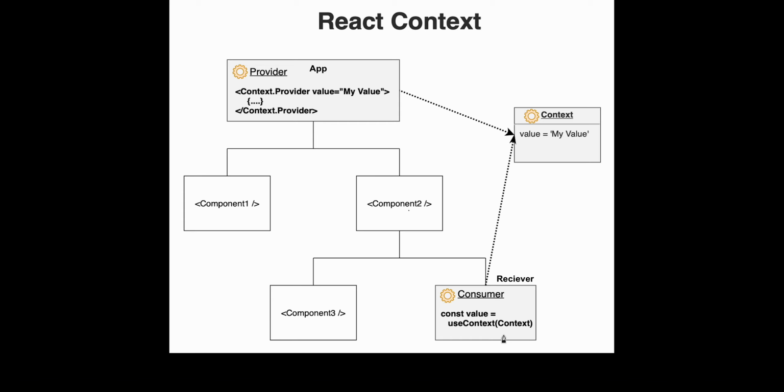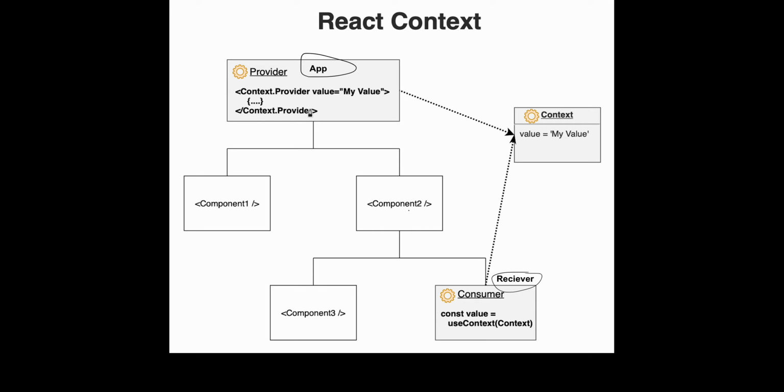So in today's video, we'll be talking about React context and context API and how to use context hook in React. So suppose we have a state in our app component and we need that state in our receiver component. So what are we gonna do?